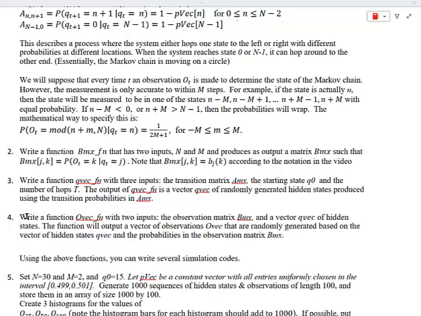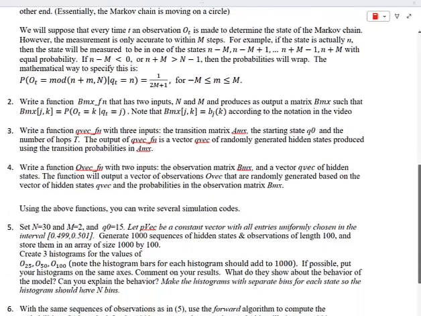Okay, so number 4 built on number 3. Write a function ovecFun with 2 inputs, the observation matrix bmix, which you created in 2, and a vector qvec of hidden states. The function will output a vector of observations ovec that are randomly generated based on the vector of hidden states qvec and the probabilities of the observation matrix bmix. All right, so ovec will be a vector of the same length as qvec. These will be the hidden states. This will be one possible set of observed states.